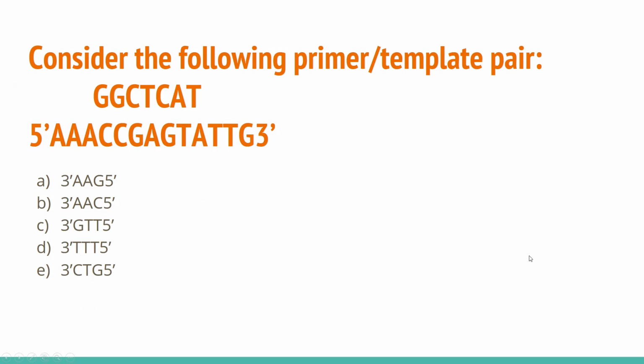Consider the following primer template pair, right? We have the actual DNA, 5' to 3' is AAA, CCG, AGT, ATTG, right? And then we're copying that top strand. We already have a GGC, TCAT, okay? So what is going to follow? Would you have an AAG, an AAC, a GTT, a TTT, or a CTG? Okay? Take a second, orient yourself, figure out, they've got to be complementary, right? So if it's a T, it's got to be an A. If it's a G, it's got to be a C, vice versa, right? Maybe write it down, draw it out.